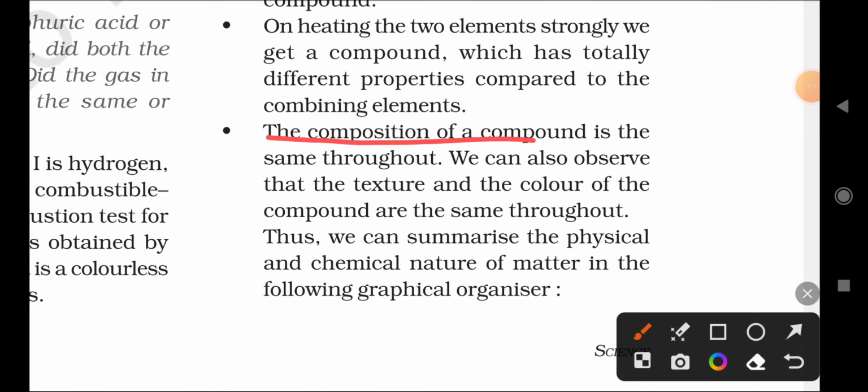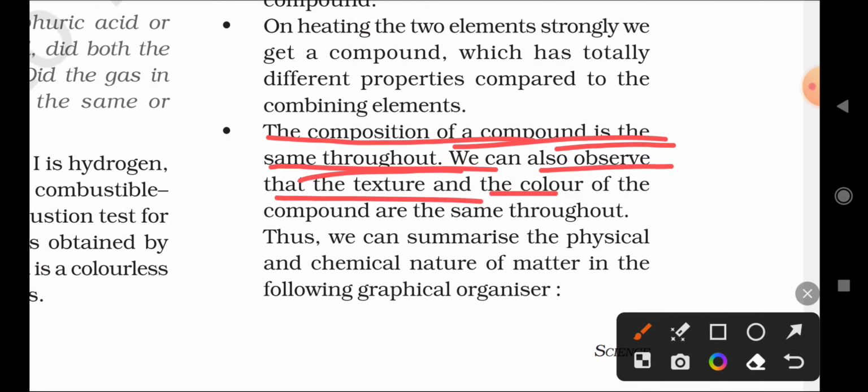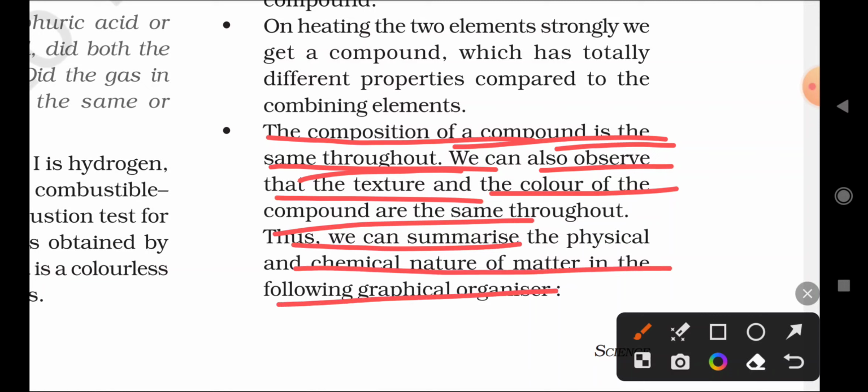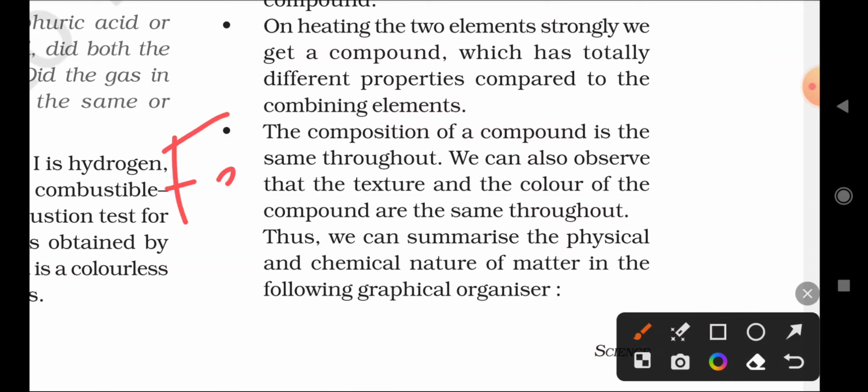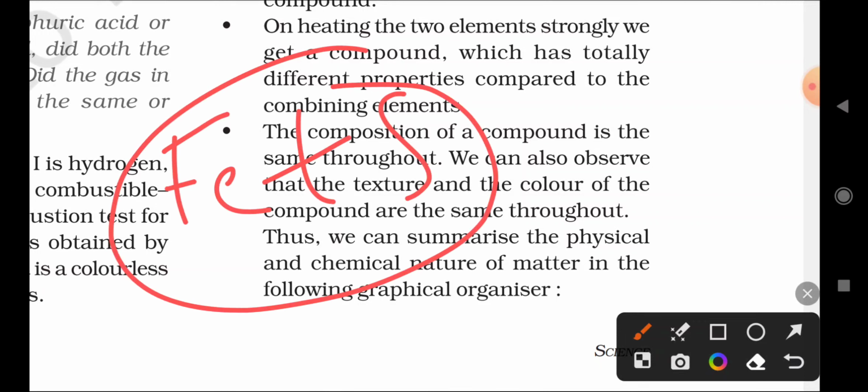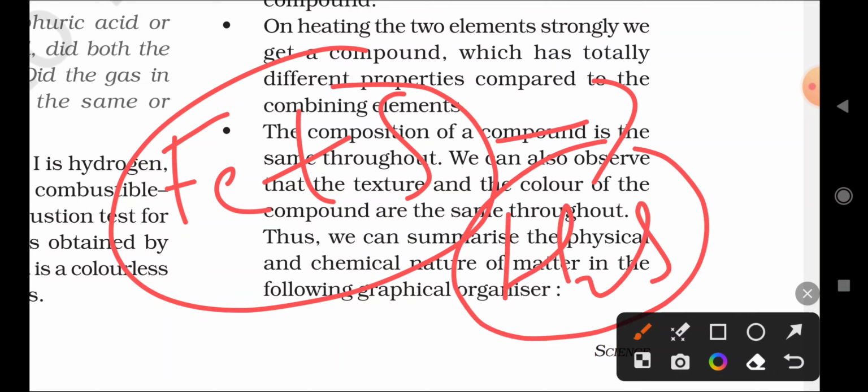Okay, the composition of a compound is the same throughout. You can also observe that the texture and the color of the compound is the same throughout. Thus, we can summarize the physical and chemical nature of matter in the following graphical organizer. The basic components are the same, like iron plus sulfur, but after the reaction it changes. In a physical change it remains the same, but in a chemical change it changes into a new substance like hydrogen sulfide. Okay, right? This is about chemical and physical reactions, right?